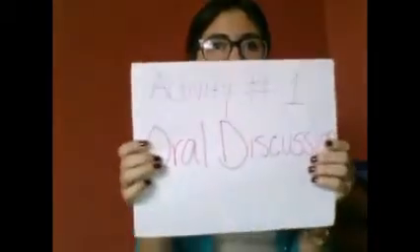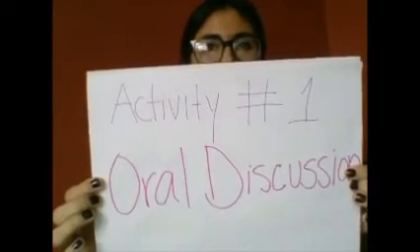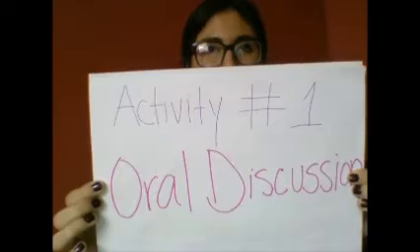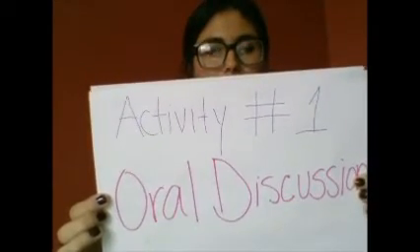There are different types of literacy scaffolding for beginner writers. One activity is oral discussion. This is when students share their ideas orally with the teacher or with their peers. They are facilitated in choosing and focusing their topic.